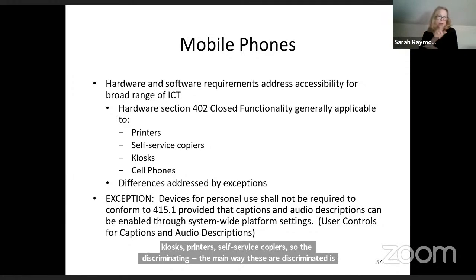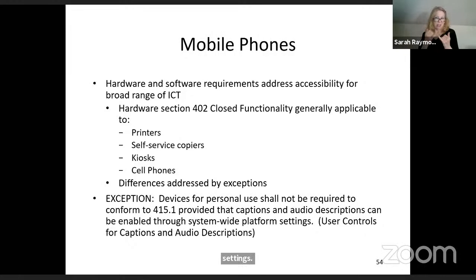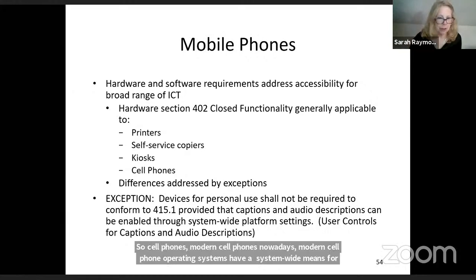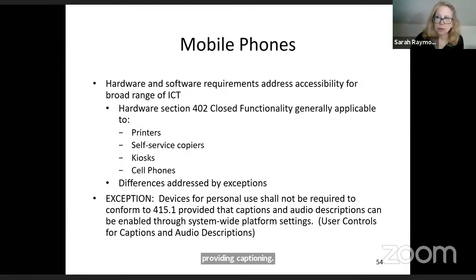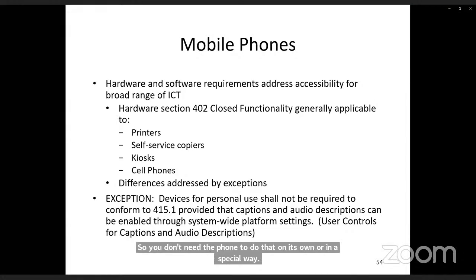And my third example here: devices for personal use shall not be required to conform to 415 for providing captioning and audio description controls if they use the platform settings. So modern cell phone operating systems have a system-wide means for providing captioning. So you don't need the phone to do that on its own or in a special way. You just need to use the one that's relied upon by the operating system.